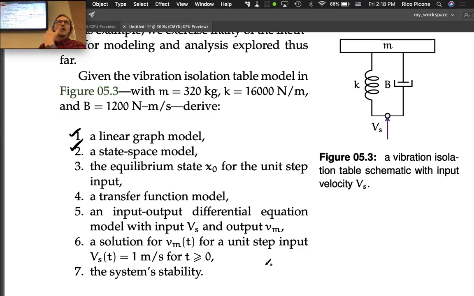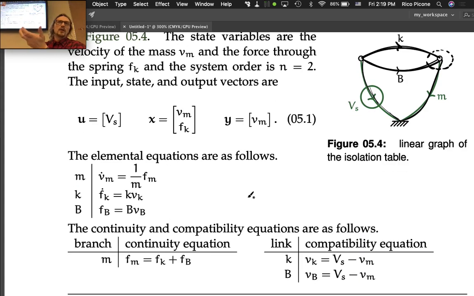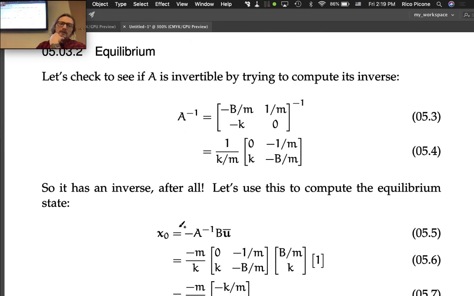So for any constant input, we can find what the equilibrium state will be. We derived what that equilibrium state would be in the previous lecture. And in order to use this formula, so this is the formula that we want to use, we need to know what A inverse is. It's only valid if A is invertible, so you can try inverting A, and if it has an inverse, then you are good to go. So we'll compute it, and it does have an inverse.